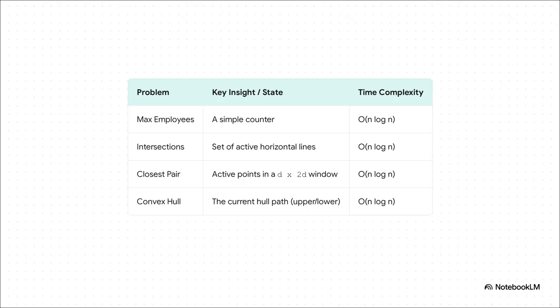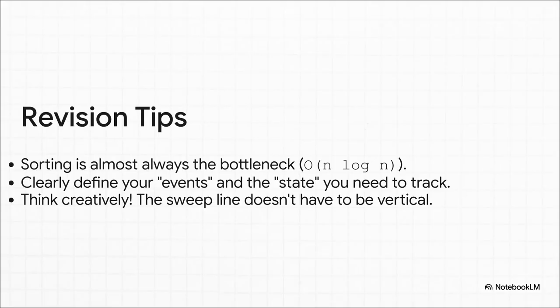And look at that time complexity column. O(n log n), O(n log n), O(n log n). That's no coincidence. It tells you that the bottleneck, the part that takes the most time, is almost always that initial sort. So, when you're revising, keep these tips in mind. Number 1, that O(n log n) is almost always your answer for time complexity because of sorting. Number 2, and this is the most important part, focus on defining your events and your state. If you can get that right, you've pretty much solved the problem.